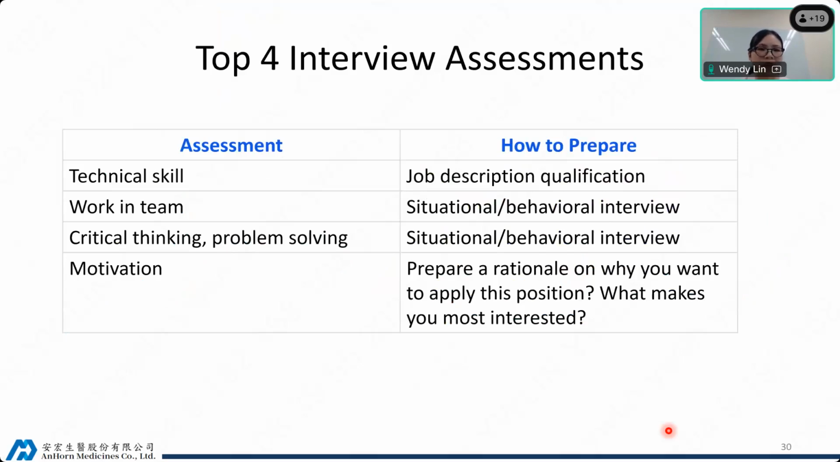Then about the motivation, it's very simple. Why you want to apply for this position and what makes you most interested. And also about the motivation, we would like to learn about your way of working. It is more about whether your working style fits the company culture. So that's about the motivation.